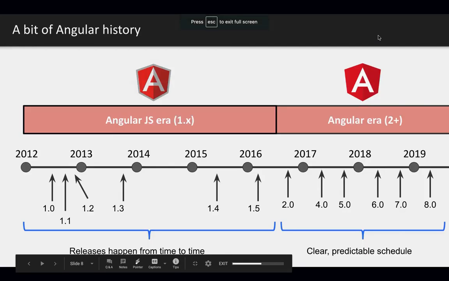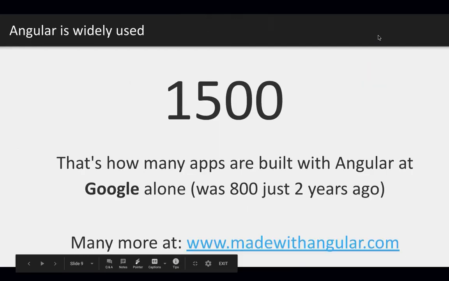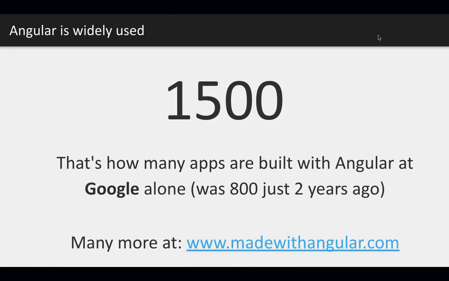Well, the thing is, Angular is very widely used at Google. So right now they have over 1,500 different projects built with Angular at Google alone. And some of these projects are part of YouTube or Google Analytics or things that are used by millions, if not billions, of people on a daily basis. So that's how robust it is, and that's how they use it very intensively. And yeah, 2 years ago they had only 800 projects. So just in 2 years they doubled how much code they have using Angular at Google alone.